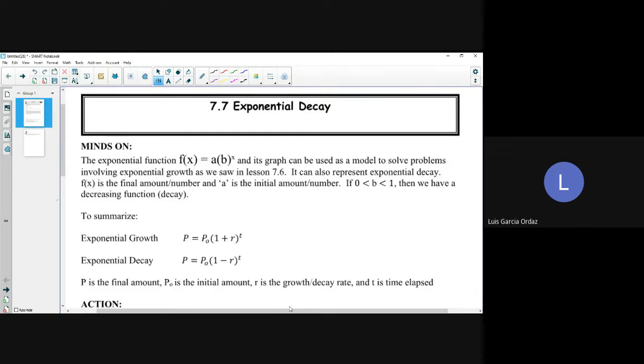Okay, so we're going to be doing exponential decay now. Again, we have the same function, except instead of 1 plus r to the power of t, we're going to have 1 minus r to the power of t.